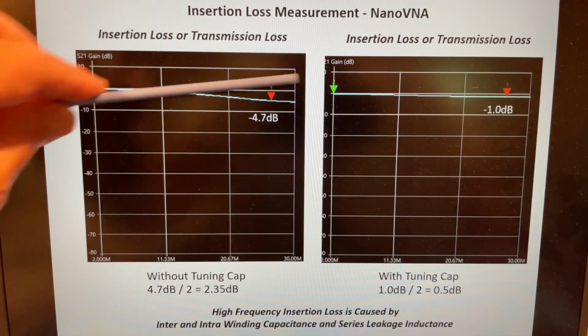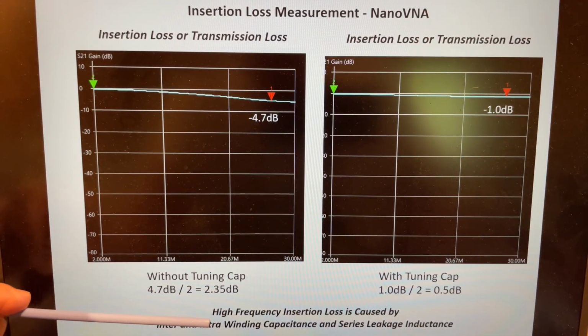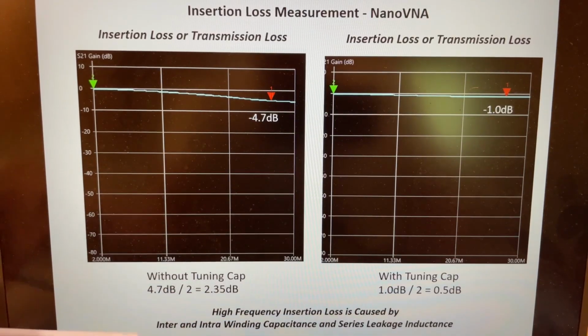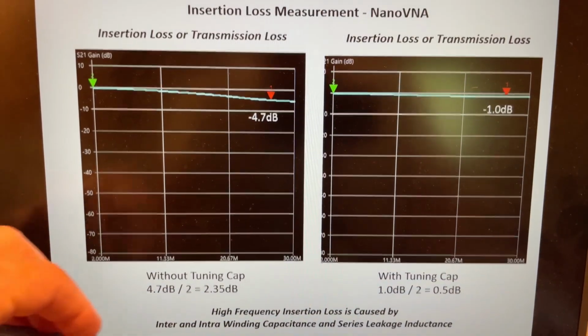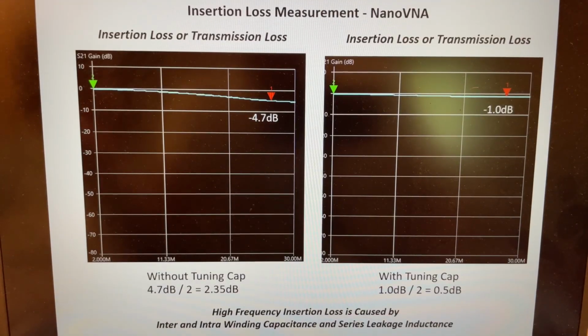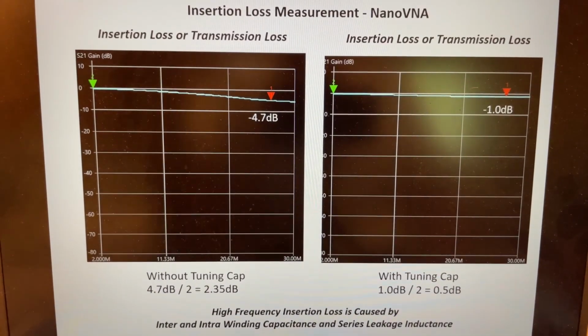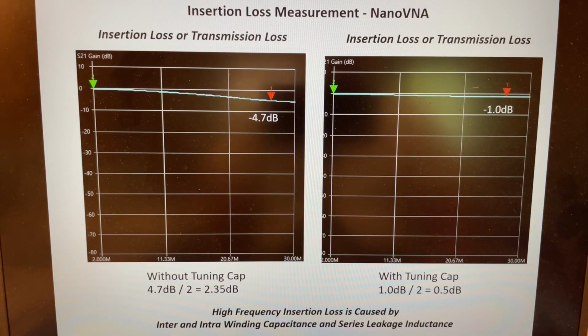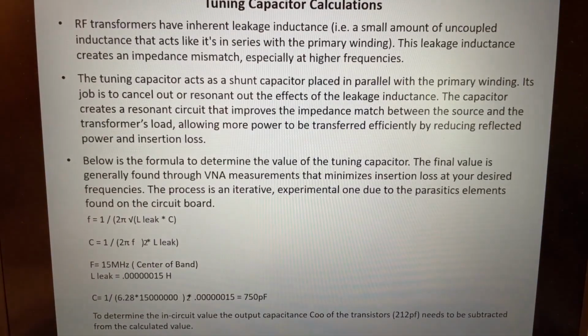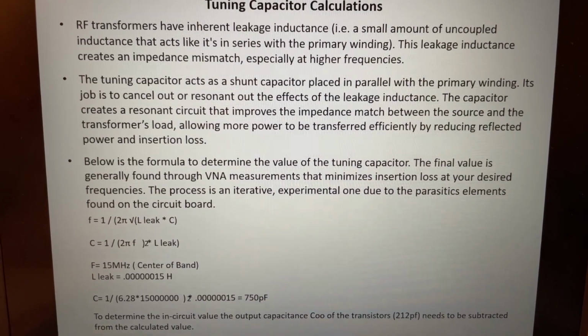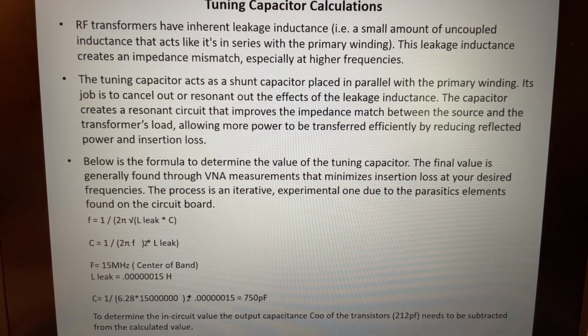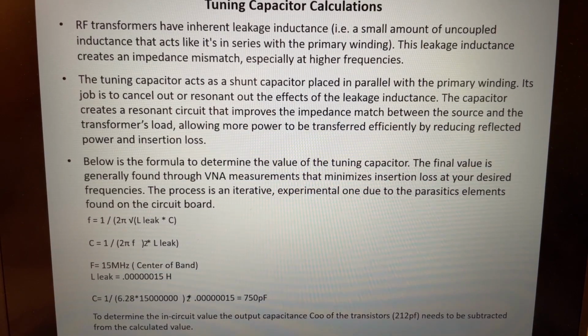We saw the same thing with the SPICE simulation, and we see that the high frequency insertion loss is caused again by the interwinding capacitance and the series leakage inductance. So we're going to try to tune out some of that series leakage inductance and see how that helps the performance. Okay, and here's the procedure to calculate the capacitance needed. I'm going to hold off on this and set up the actual live measurement, and we'll see how it looks with the tuning capacitor in place and see what improvements are realized, and then we'll go through the methodology on how to calculate it.